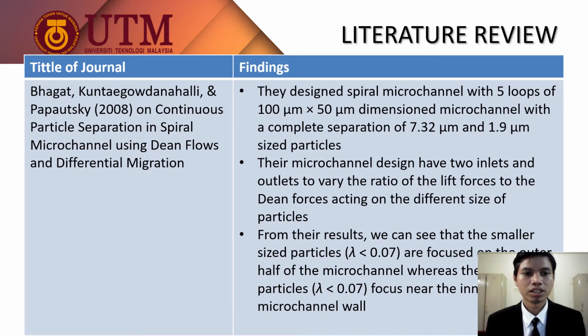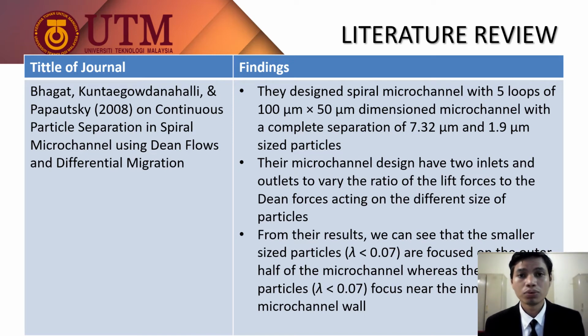Based on a journal from Bhagat, they designed a spiral microchannel with 5 groups of 100 micrometer times 50 micrometer dimension microchannel, with a complete separation of 7.32 micrometer and 1.9 micrometer size particles. Their microchannel design has two inlets and outlets to vary the ratio of the lift forces to the Dean forces acting on the different sets of particles.